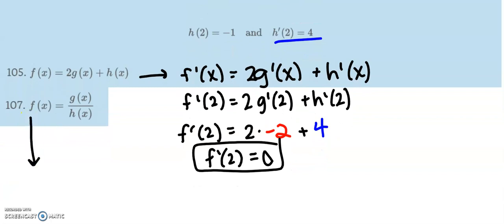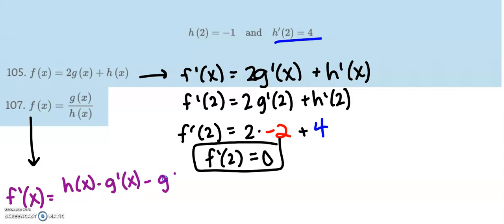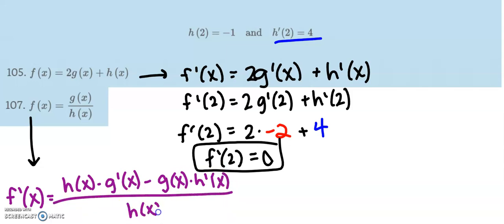107, drag that one down here. I'll write this one in purple. So f prime of x this time is going to be a quotient rule. Low d high minus high d low all over low low, or low squared, depending on how you want to talk about it.